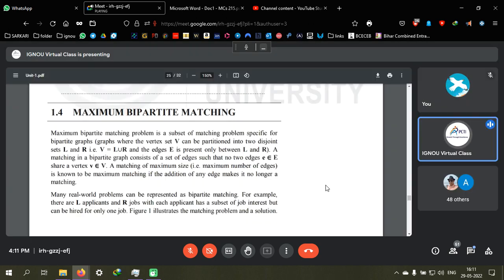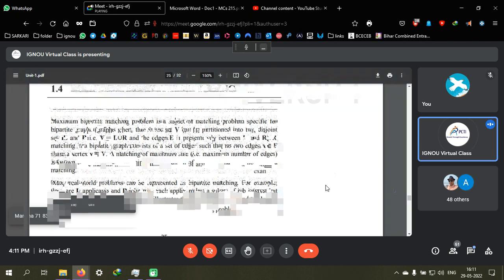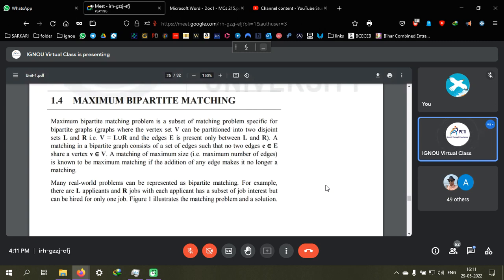So here we go. We have another topic, that is maximum bipartite matching. You will read this in your graph theory in discrete mathematics. In this, a matching of a maximum size, that means a maximum number of edges we need, is known as a maximum matching if the addition of any edge makes it no longer a matching.